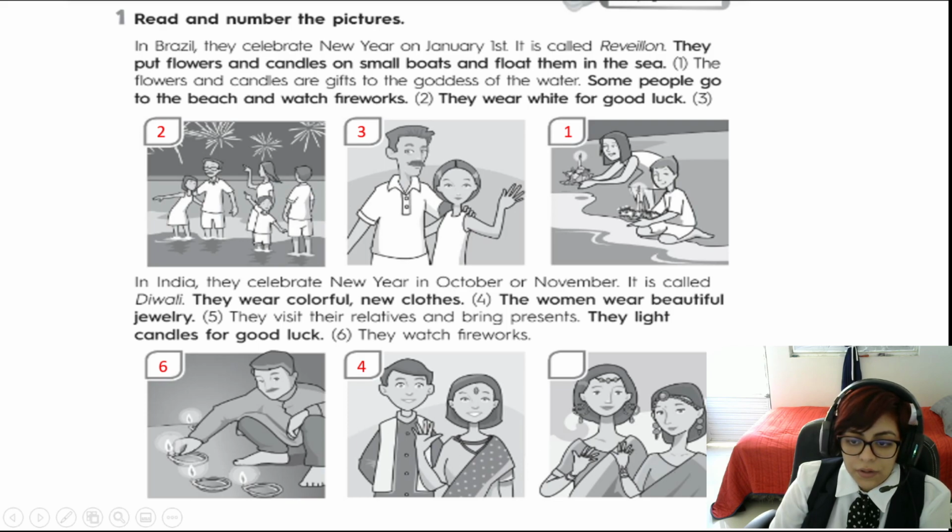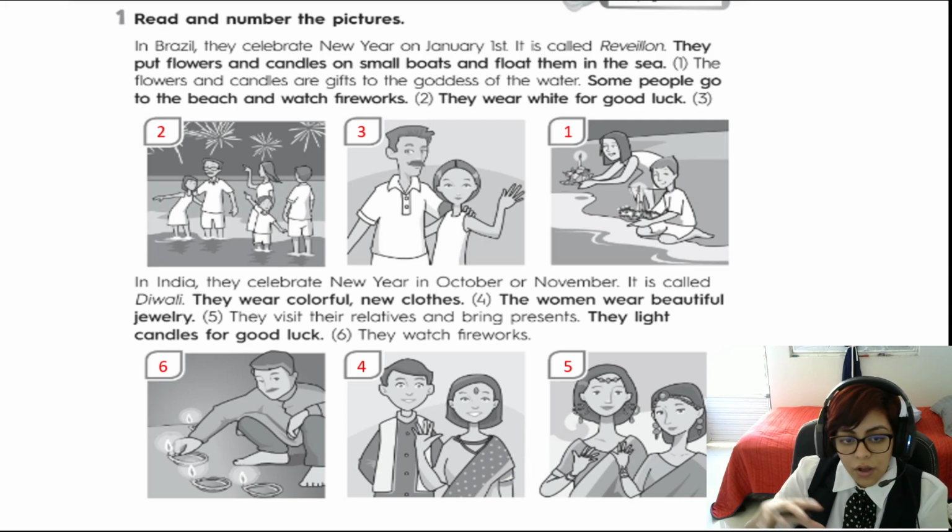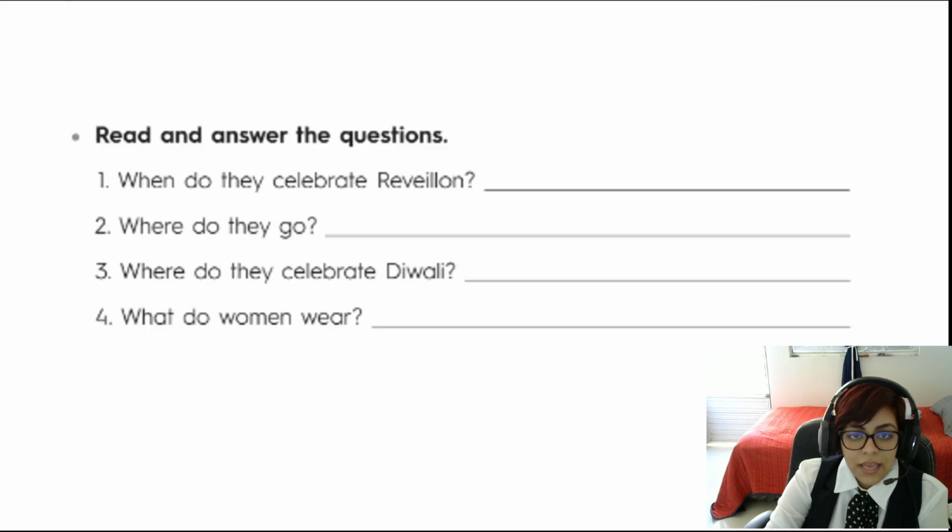And in this picture, they are women and they are wearing jewelry. You see, they are wearing rings, bracelets, crowns, and earrings, and all kinds of jewelry because it's a very special day. So now we continue to the next exercise. And we have to read and answer the questions about Réveillon and Diwali.